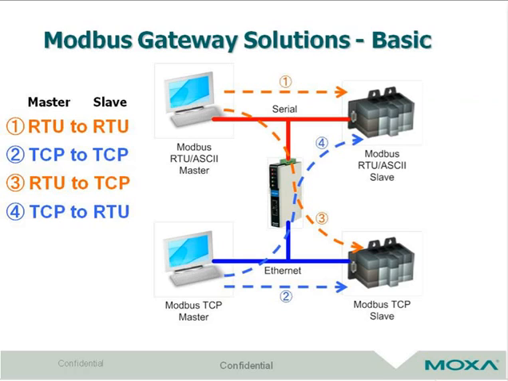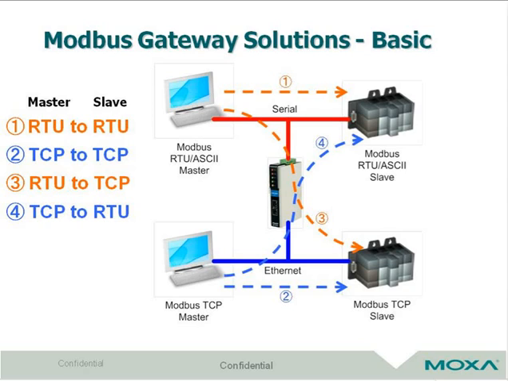The first and second are the original usage, a Modbus RTU master to a Modbus RTU slave, and Modbus TCP master to a Modbus TCP slave. The third one is a Modbus RTU master communicates to a Modbus TCP slave. The fourth solution is Modbus TCP master connects to a Modbus RTU slave.